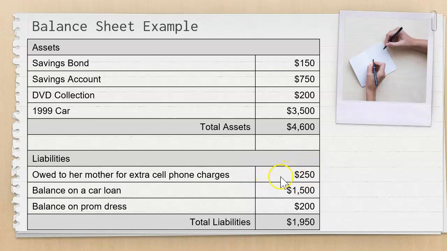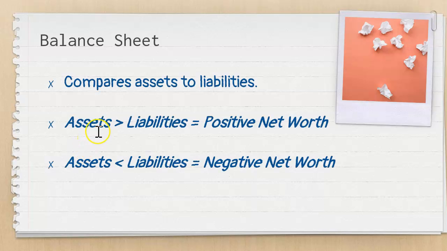When we look at our liabilities, we see we have money that we owe our mother in the amount of $250, a balance on our car loan in the amount of $1,500, and the balance on our prom dress, which is $200. When we add all those up, we see that we have a total liabilities of $1,950.